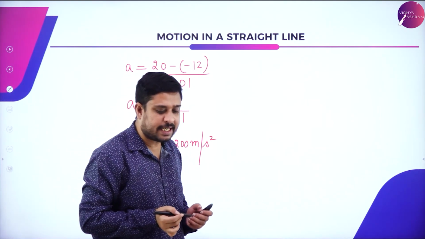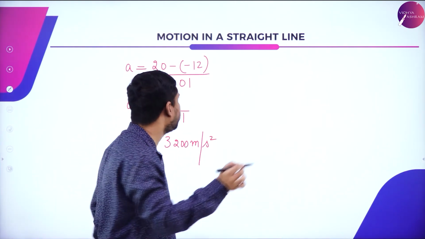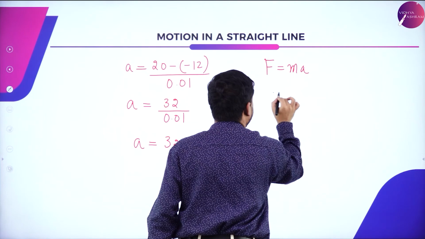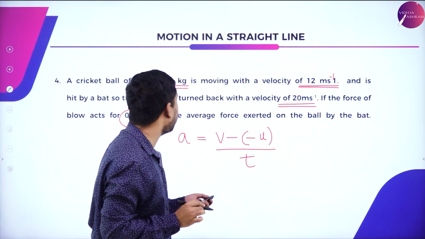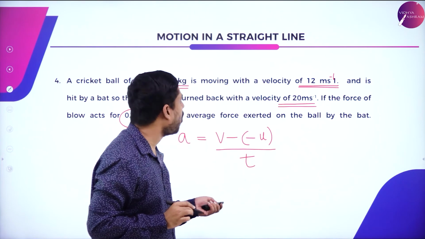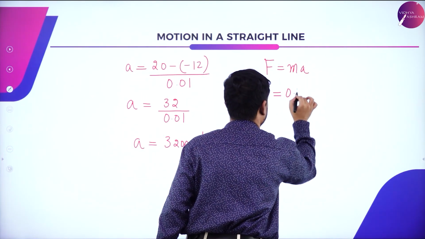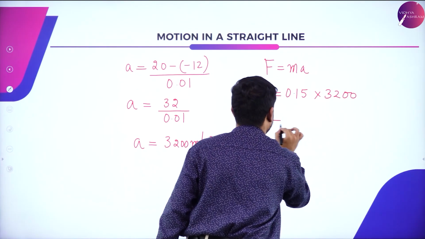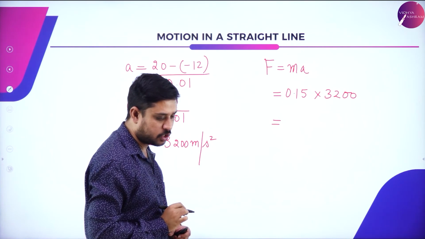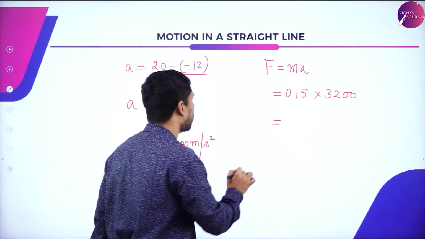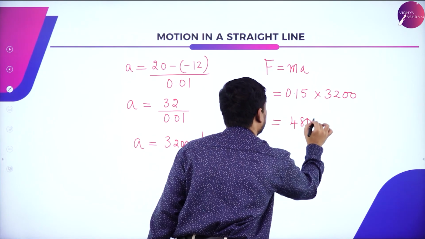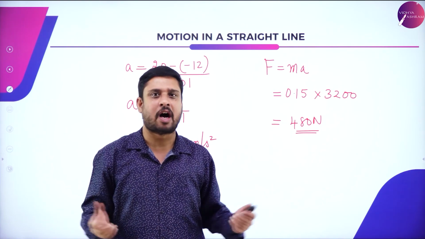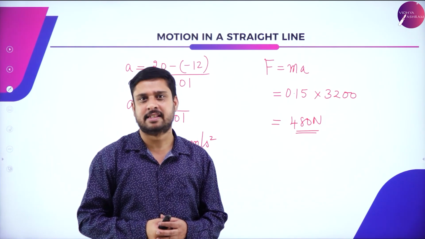Now, once I've calculated acceleration, it is very simple to calculate force. Mass into acceleration. The mass of the ball is 0.15 into 3200. So this is equal to 480 Newton. See? Very simple. By understanding the concepts, I have arrived at the answers.